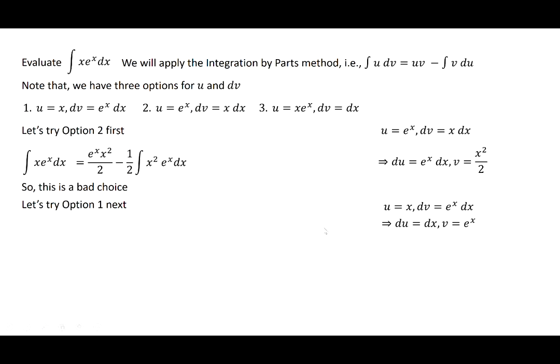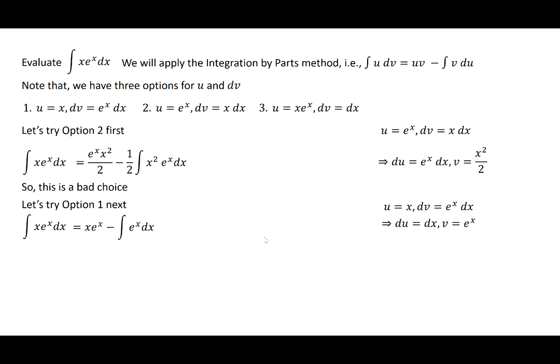So let's do our uv minus integral v du with this option. What do we get? uv. Would you agree? uv would be x times e to the x. U times v, x times e to the x. Minus integral v du, minus integral e to the x dx. That's what we end up with.